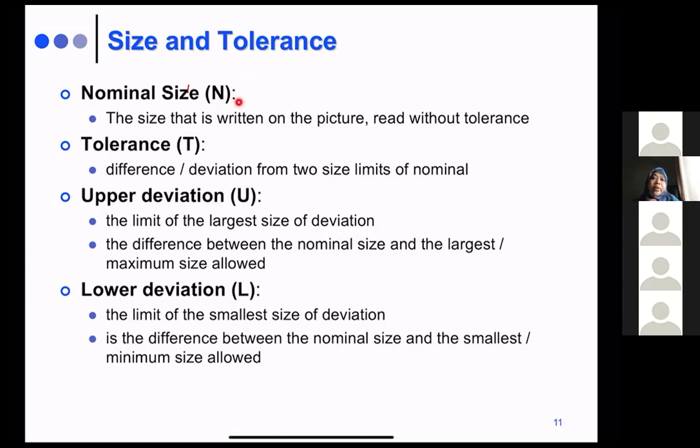which is the size that is written on the picture, without tolerance, and the tolerance, the difference of deviation from the two sides of limits of nominal. Then we have the upper deviation, the limit of the large size of deviation, the difference between the nominal size and the larger or maximum size allowed, and then lower deviation, the limit or the smallest size of deviation.